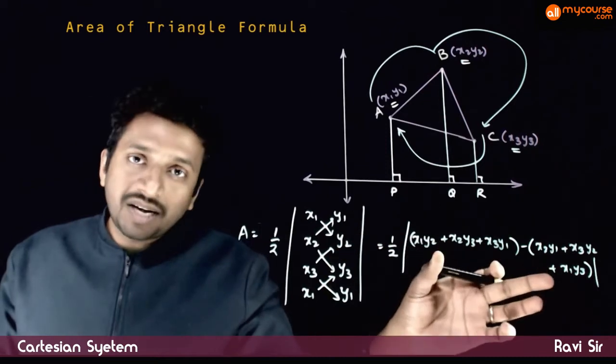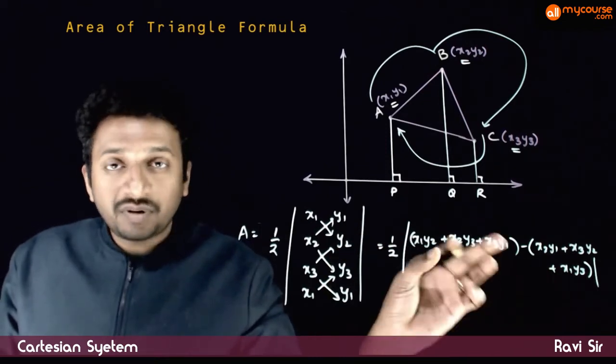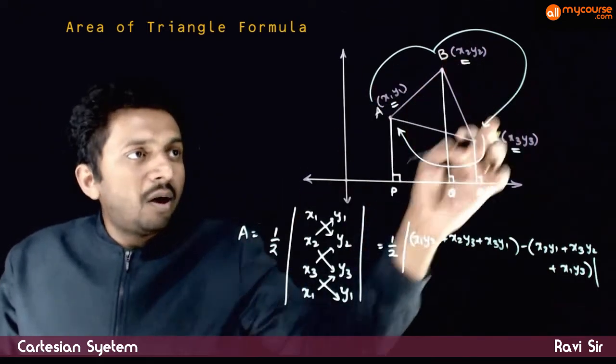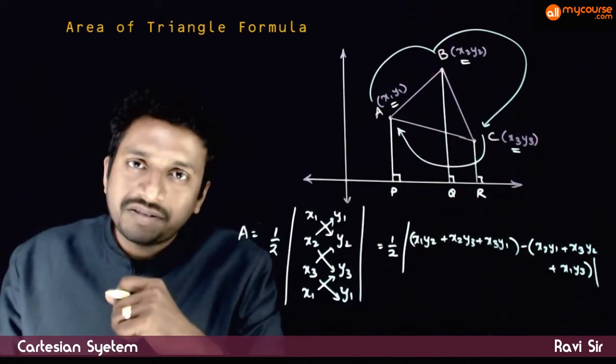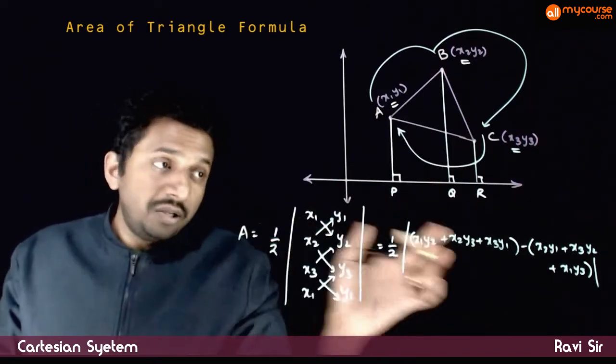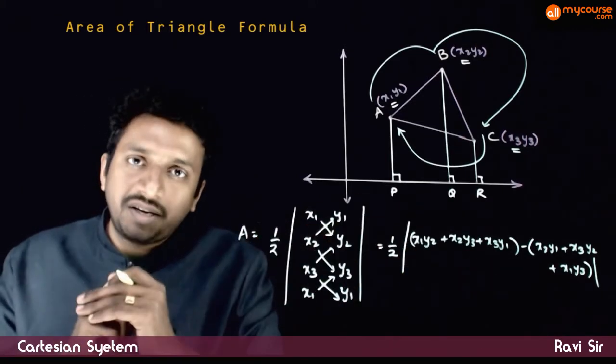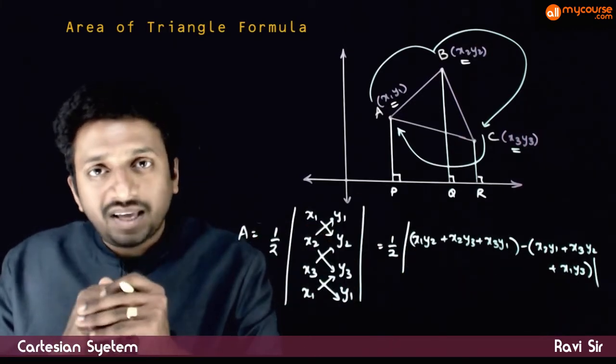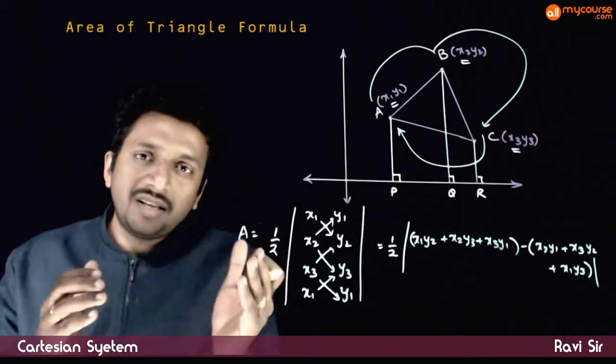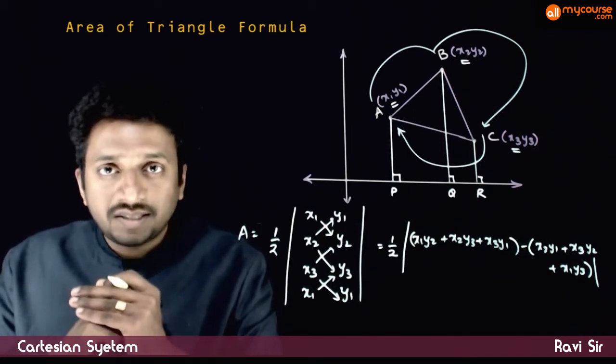So the number that you get here may be positive or negative depending on the order in which you take the coordinates. But you have to finally take the mod of the number which you get here. That will be the area of the triangle. So the derivation for this is quite simple.